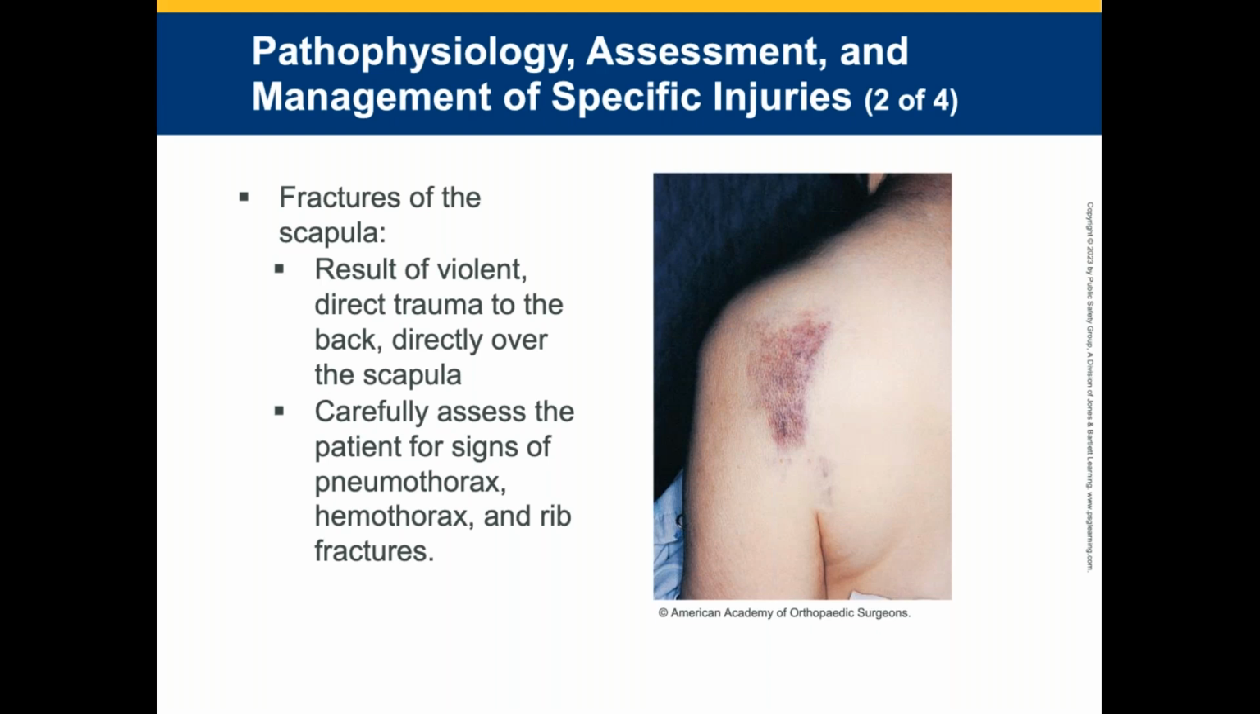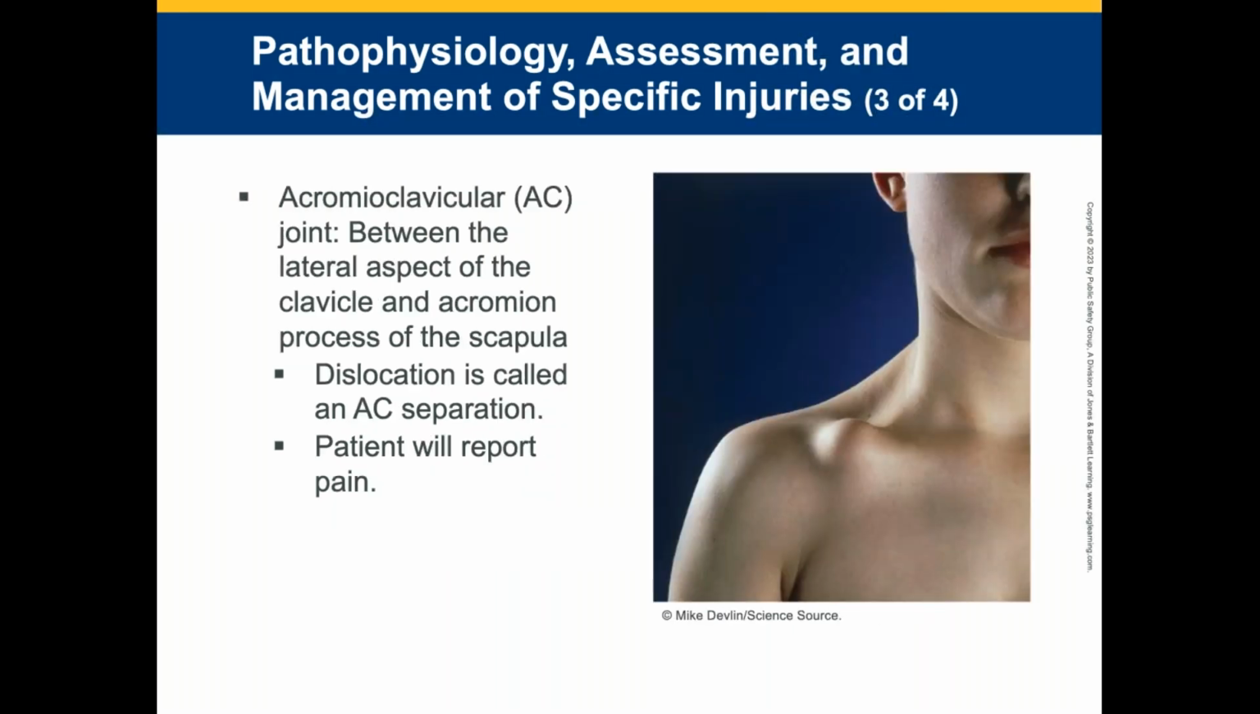Fractures of the scapula, or shoulder blade, occur much less frequently because the bone is well protected by many large muscles in that area. So a violent direct trauma to the back directly over the scapula could cause a fracture of this, and you can look at the ecchymosis located here that indicates that type of injury. They also injure the thoracic cage, lungs, and heart. So carefully assess the patient for pneumothorax, hemothorax, and rib fractures, listening to lung sounds. Abrasions, contusions, and significant swelling may also occur, and the patient may also limit use of one arm. So get a decent set of lung sounds, looking for that pneumothorax. Look for decreased or absent lung sounds on that side.